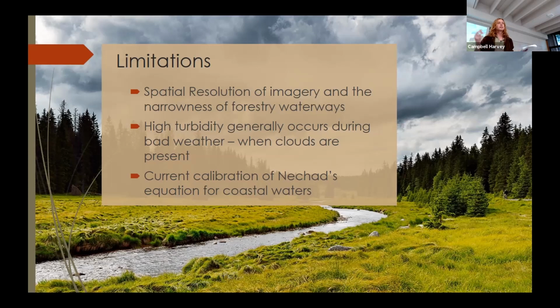And secondly, it's an inherent limitation of satellite imagery as a whole, that high turbidity generally occurs in bad weather or when clouds are present. And with satellite imagery, you're not going to get a photo when the clouds are present because you can't see the ground. So you're never going to pick up those really high peak flows of turbidity just because we can't get the data.